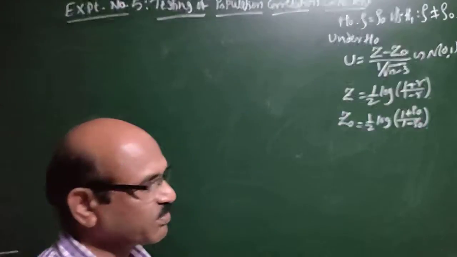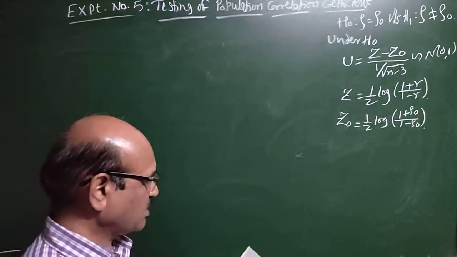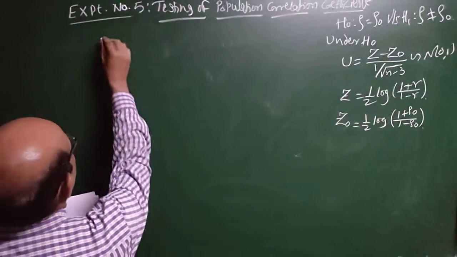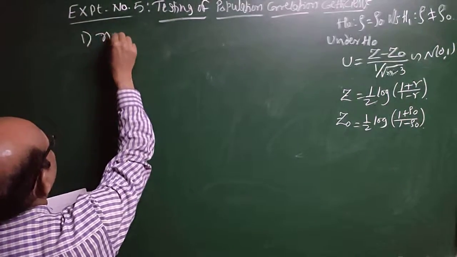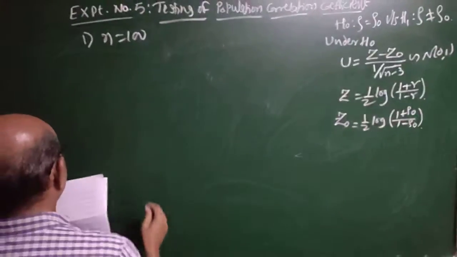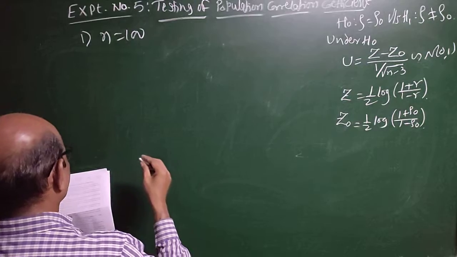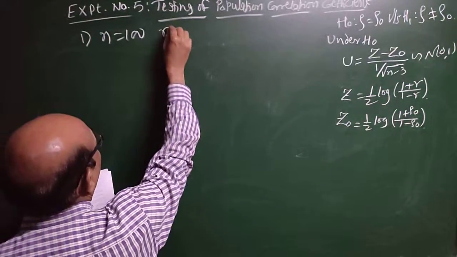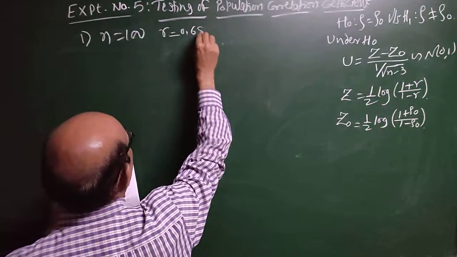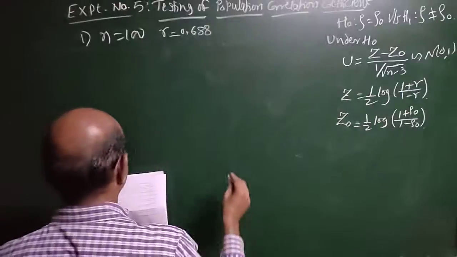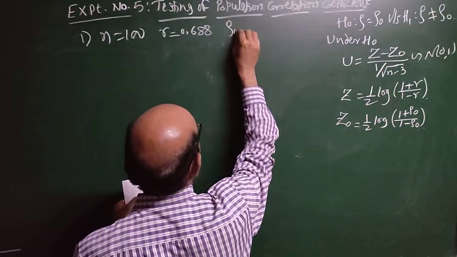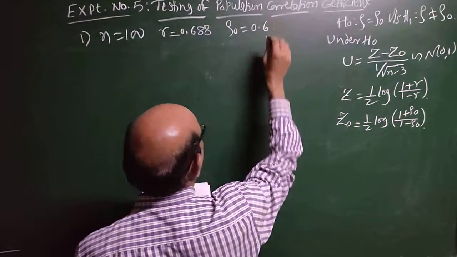Now we'll see the first problem. In the first problem, what is given? A sample of 100 students. So in question number 1, n equal to 100 is given to you. Their sample correlation R is given as 0.688 between heights and weights, and you have to test rho naught, which is given as 0.6.